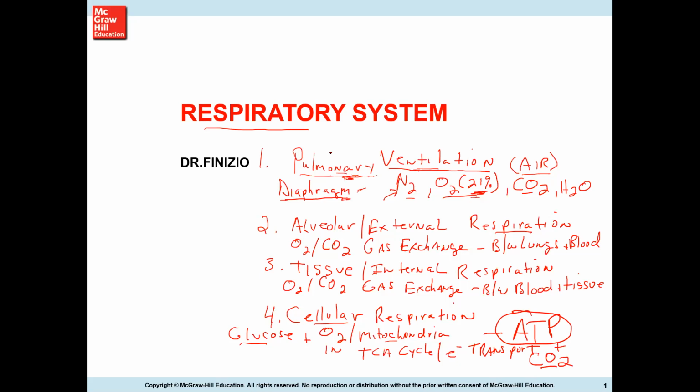So first you have to have a good pulmonary ventilation. Make sure your lungs can take in a good volume of air and exhale it correctly. Then we have to perfuse that oxygen and carbon dioxide through external respiration. Of course, we're perfusing oxygen. That's really what we want in the vessels, pulmonary veins, of course.